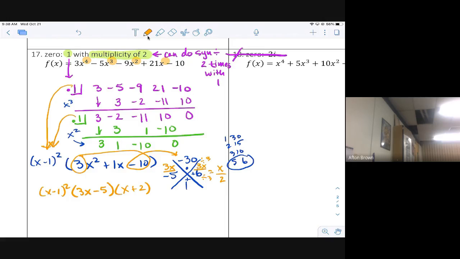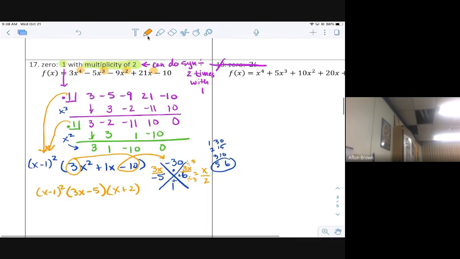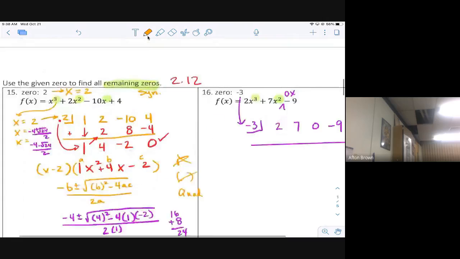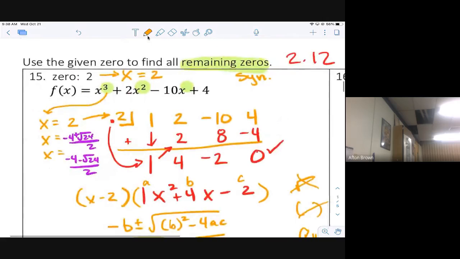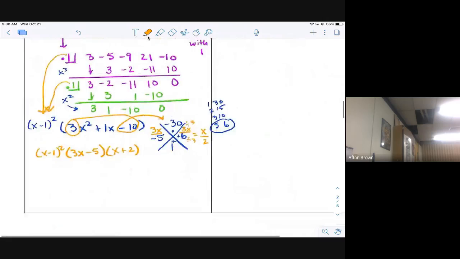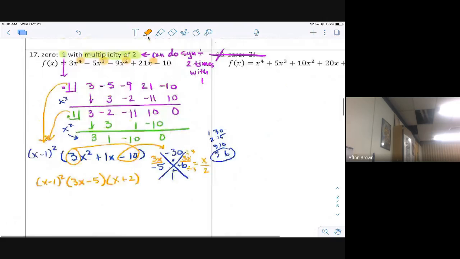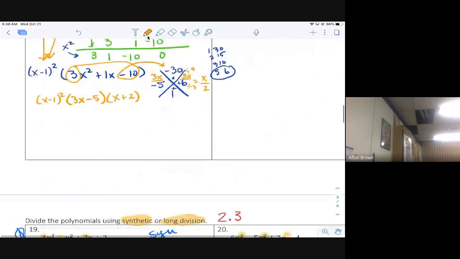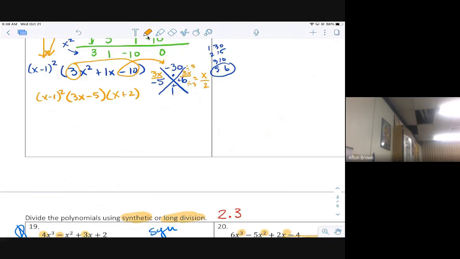We need to use the bulk method if you were asked to multiply, but we're not. What were we asked to do? Find all the remaining zeros. Did we find them? How many total zeros will this problem have? You guys agree? 4. It's the degree, right? We already have 2 of them. Well, this will give us 1, and this will give us 1. So set each of those 2 factors equal to 0. Those will give you your other 2 zeros.